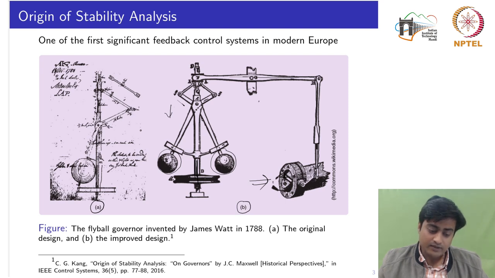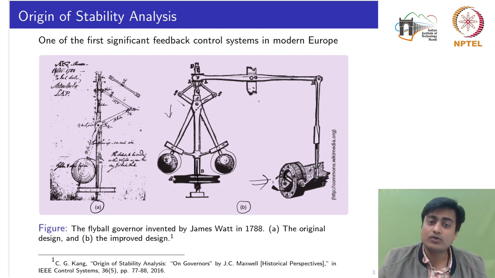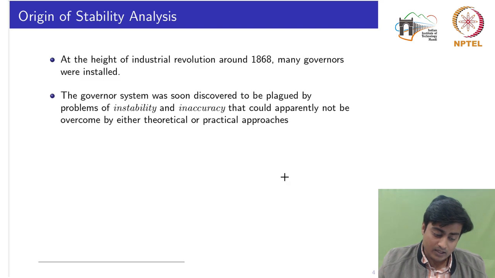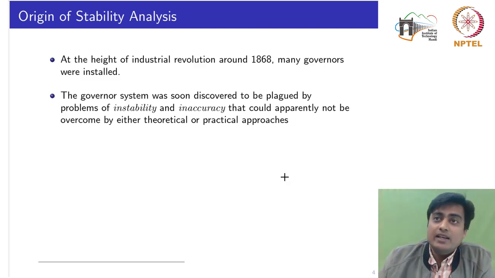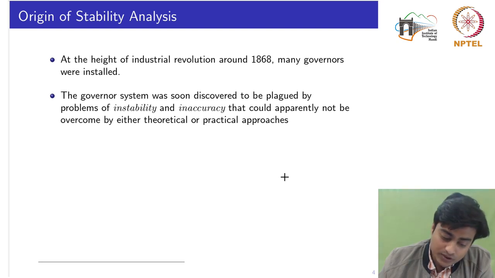So this is in fact the first significant feedback control system in modern Europe. At the height of the Industrial Revolution, around 1868, many such governors were installed. In fact, there were many improvements established in the design of the governors. But all those governor systems were highly plagued by the inaccuracy and the instability of their motion.